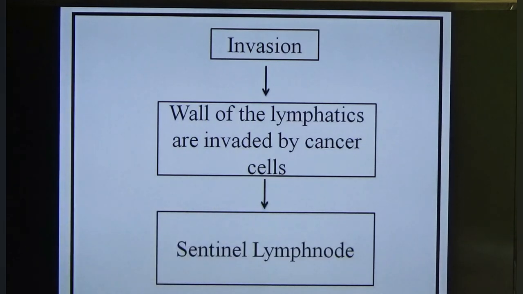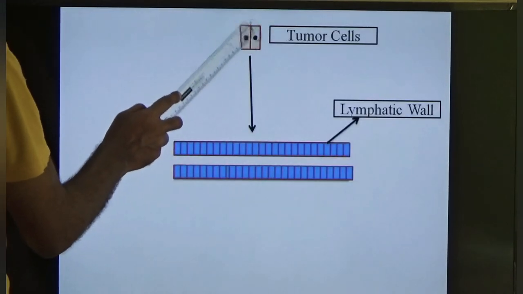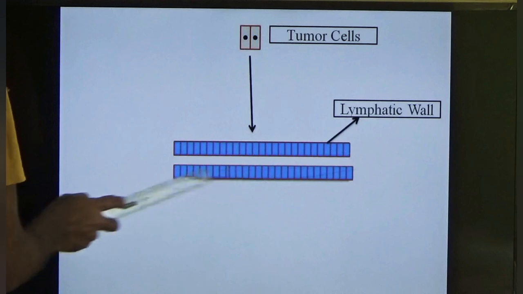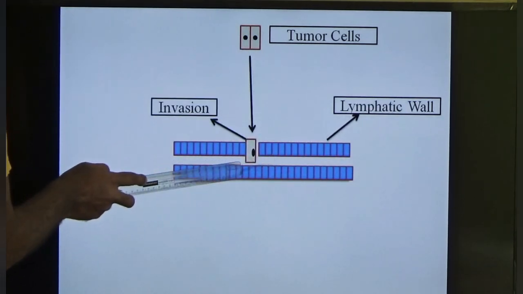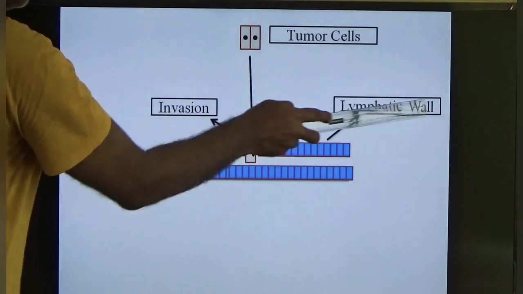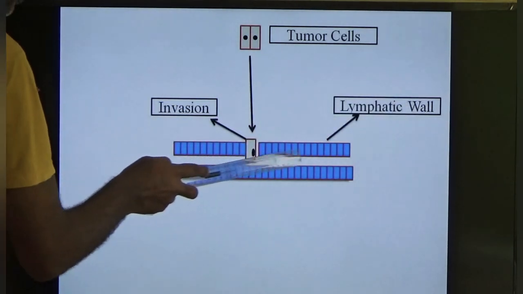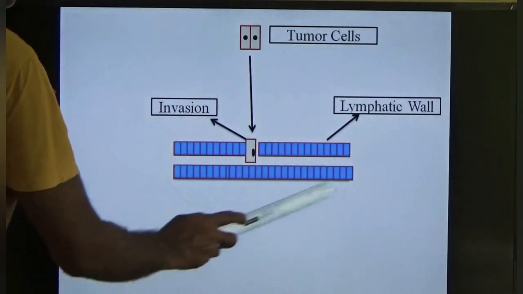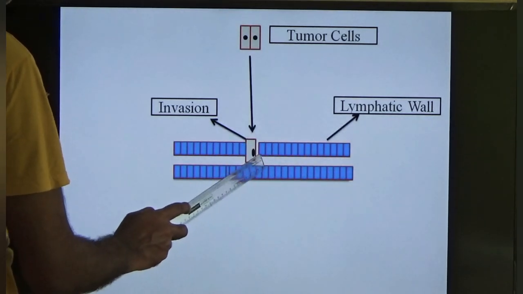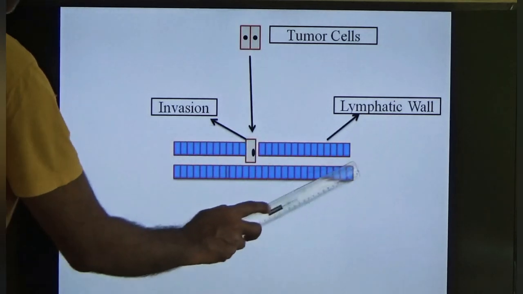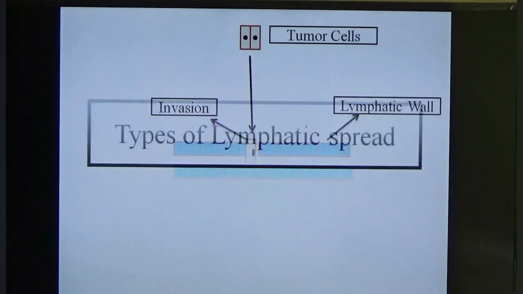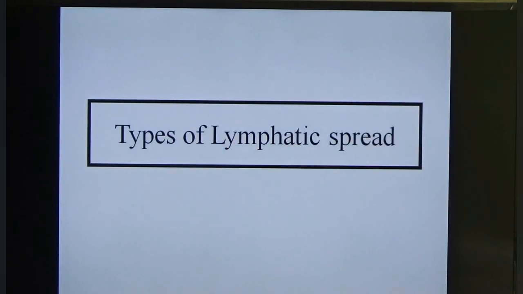is known as the sentinel lymph nodes. Okay, some examples. These are the tumor cells, which have invaded, and this is the lymphatics. What happens? The tumor cells invade the lymphatics, penetrating the lymphatic wall and reaching the lymphatics. So this is known as lymphatic spread. What are sentinel lymph nodes? We have seen that the first lymph nodes or lymphatic system affected is known as the sentinel lymph nodes.